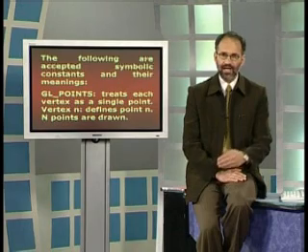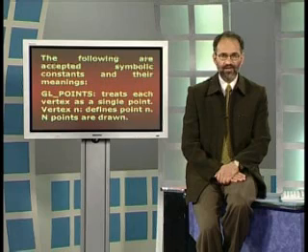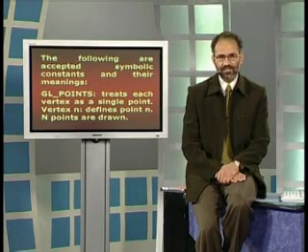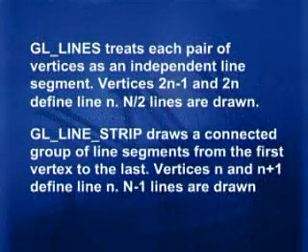So if we have 10 vertices specified and we have GL points specified on top, that means that all these vertices are to be treated as points. So they would be treated as pixels that need to be displayed. GL lines treats each pair of vertices as an independent line segment. Vertices 2n minus 1 and 2n define line n. N by 2 lines are drawn if we have a total of capital N vertices.